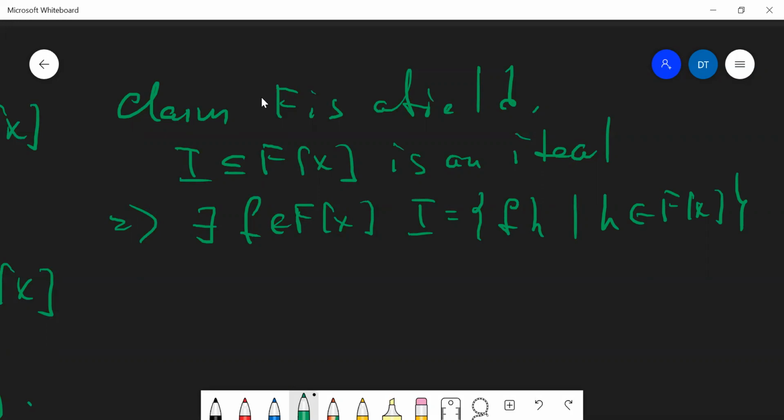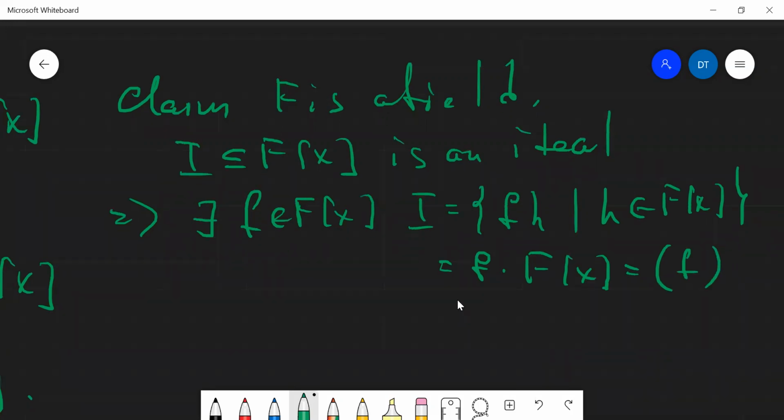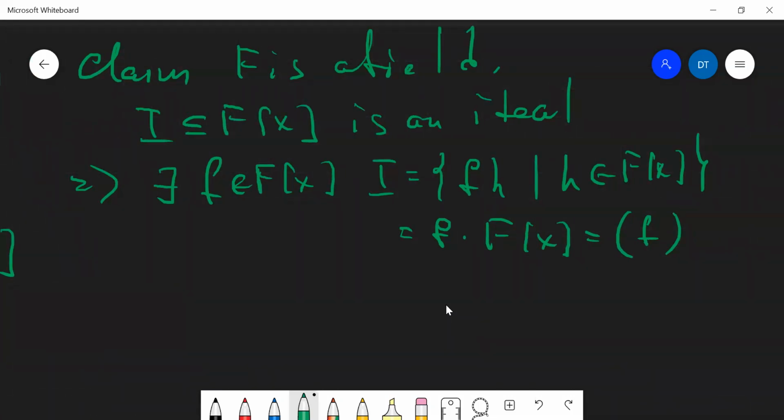So in case of integers, we denoted this set like f times the whole ring, so we can denote it by f times F[x]. And actually this set has the special notation, which is f in round brackets, f in parentheses. So again, the claim is that every ideal in the polynomial ring is of this form. It's actually called the principal ideal, but the term doesn't matter here, but just in case.